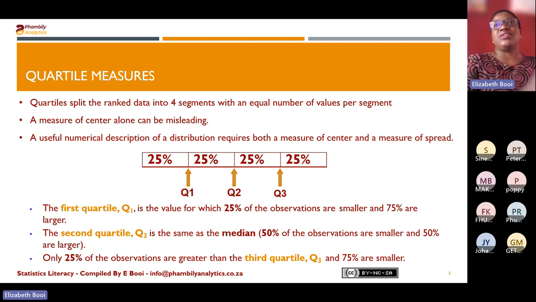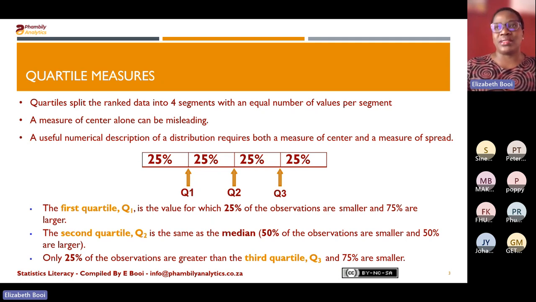So when we split the data into those different parts, we create what we call quartiles. That's hence the word quartiles. The first quartile is where only 25% of the data falls below that quartile. At quartile two, which is similar to your median, 50% of the data falls below that, and 50% of the data falls above that. At quartile three, you will have 75% of the data falling below it and 25% of the data falling above it. And those are the quartiles.